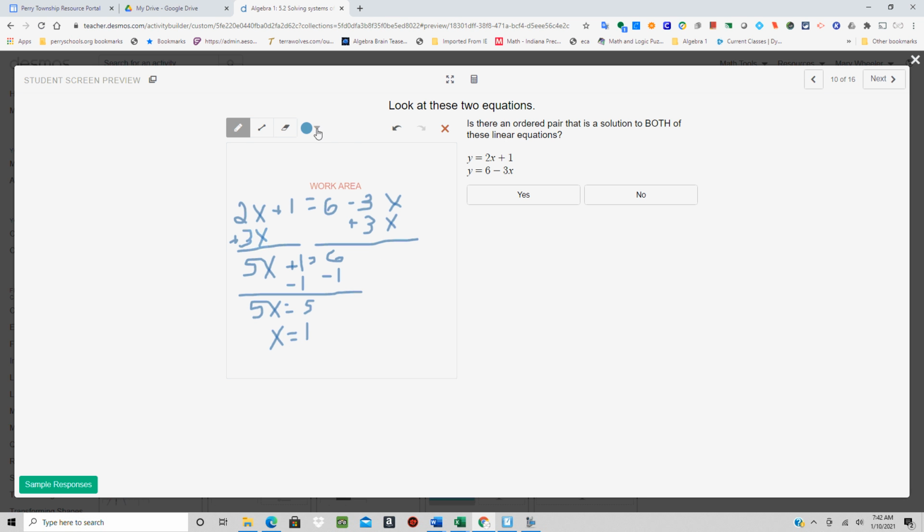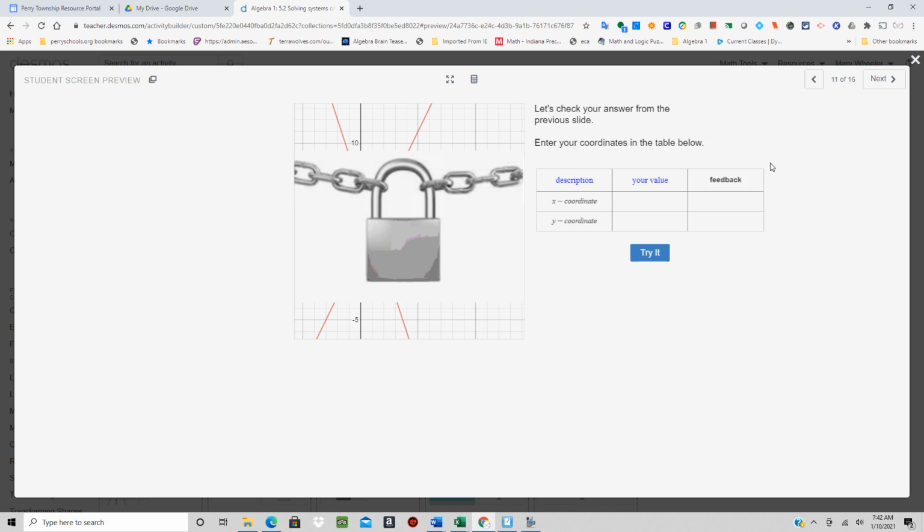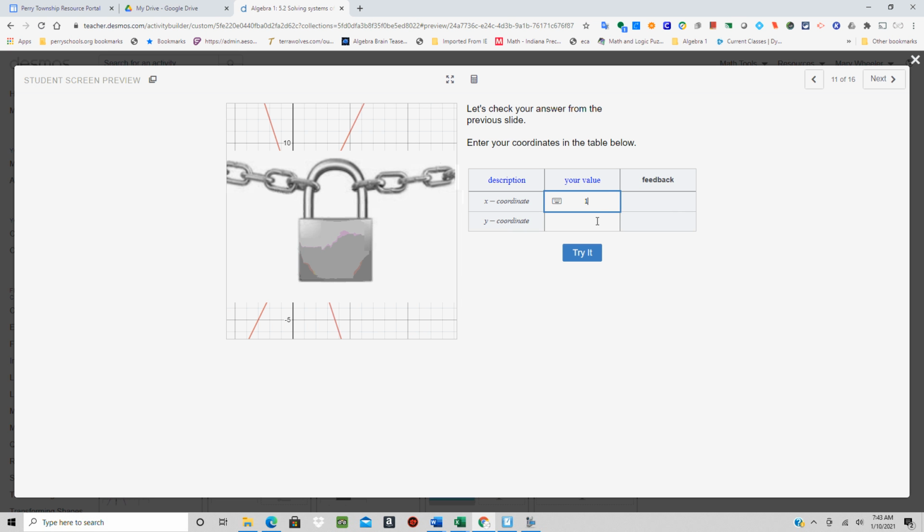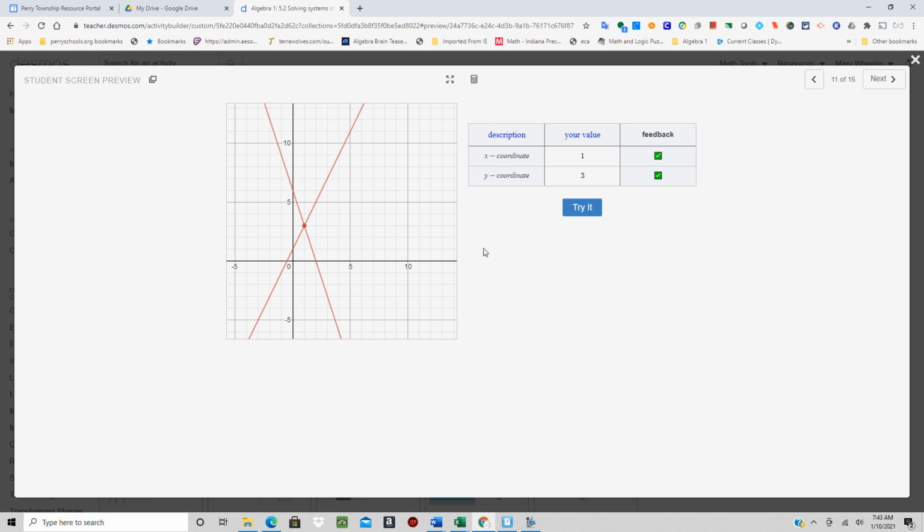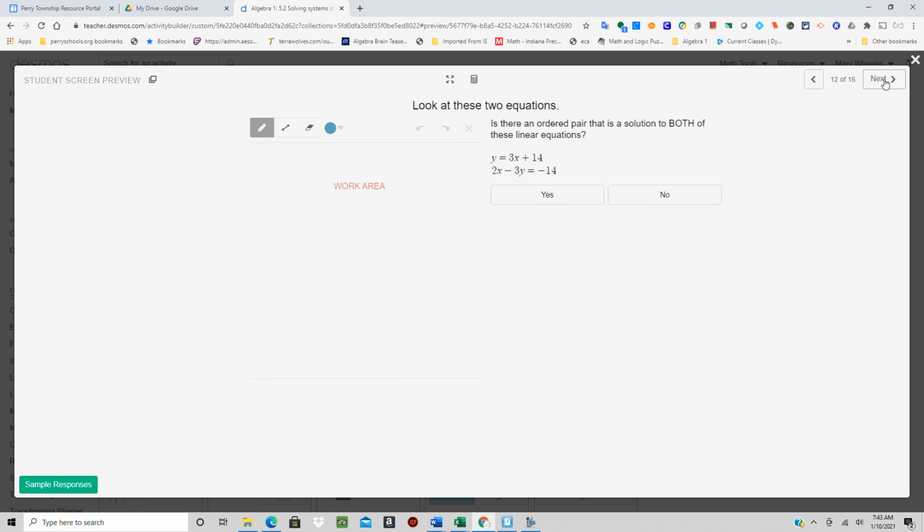Well, let's go ahead and figure out our y. Well, I know that, and it doesn't matter which equation. I could use the top or the bottom. I'm going to use the top. So I know what that x is. It's 1. So y is going to be 2 times 1 plus 1, which is 3. So I kind of explained my thinking over in the work area. My answer is going to be 1, 3. Let's check it out. And it looks like I am correct. All right, let's go ahead and do another one.